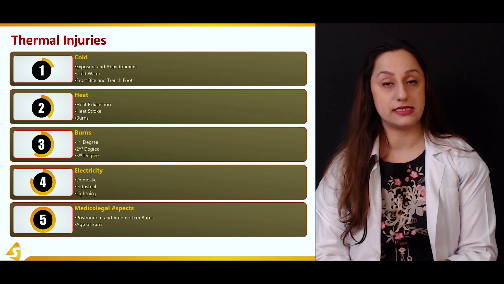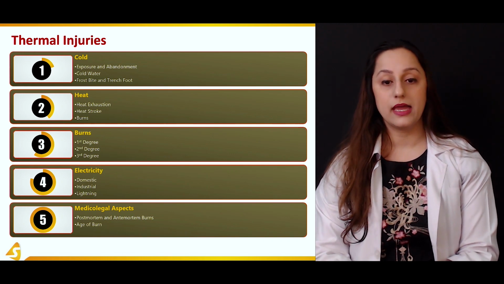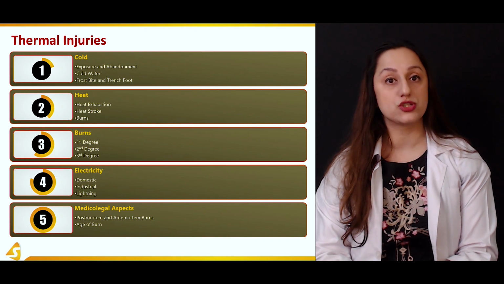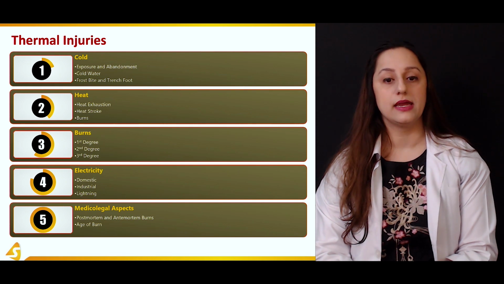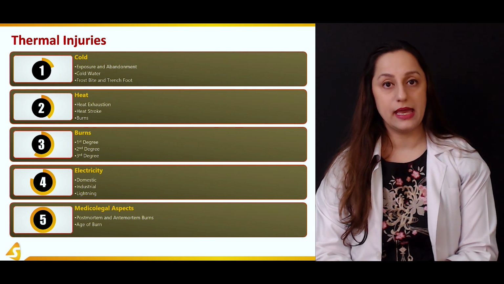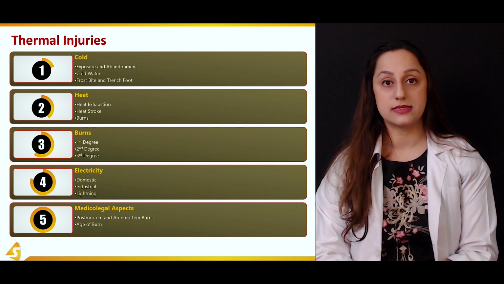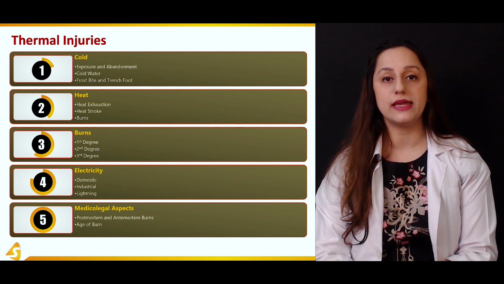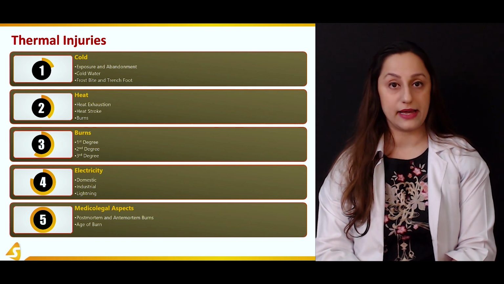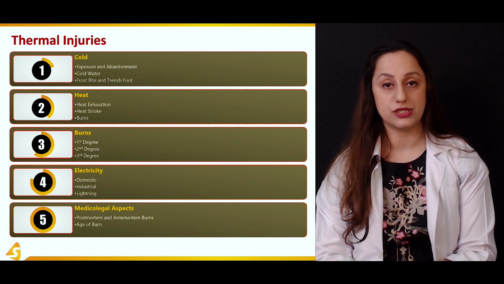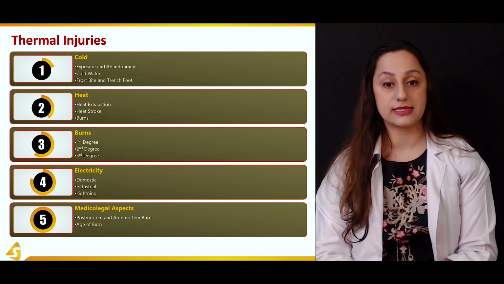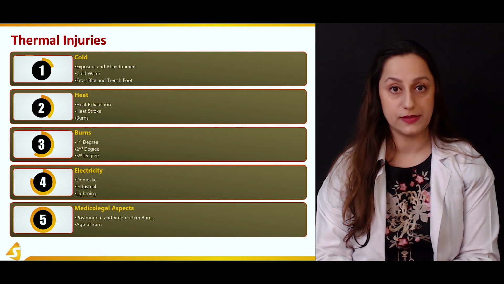Coming to the heat, that we'll be discussing in the second section. It comprises heat exhaustion, that is basically just a collapse of the body caused by increased body temperatures. Secondly, we are going to discuss heat stroke. Now, heat stroke is basically a pathological mechanism in which the body's regulatory mechanisms are damaged, and we are also going to discuss that in detail in the relevant section.